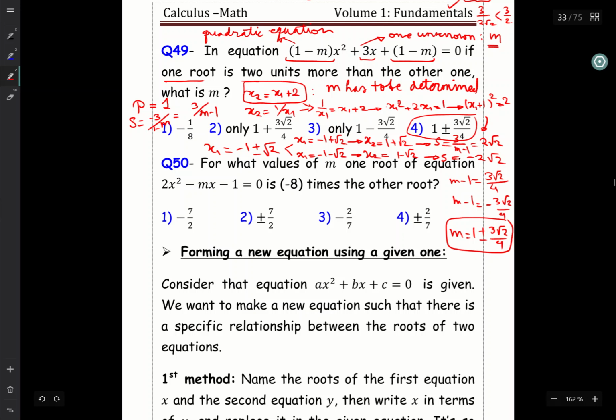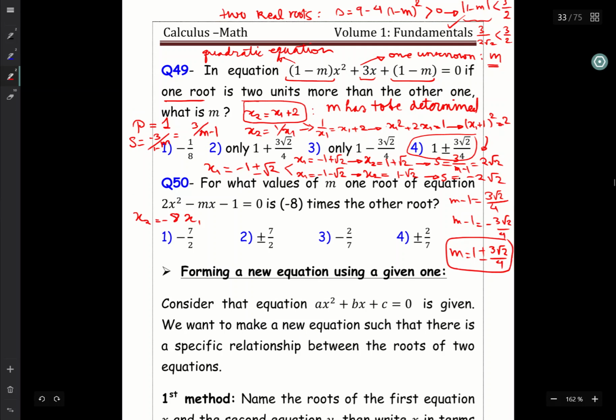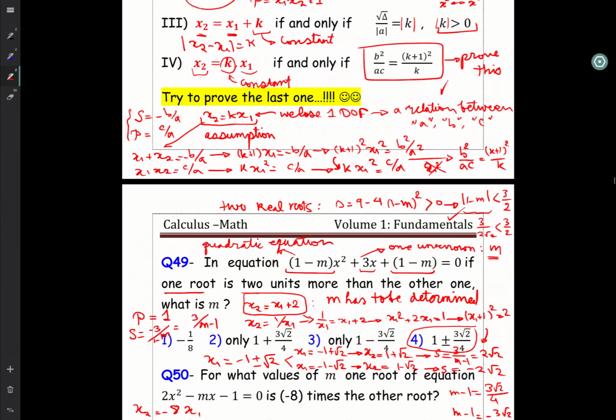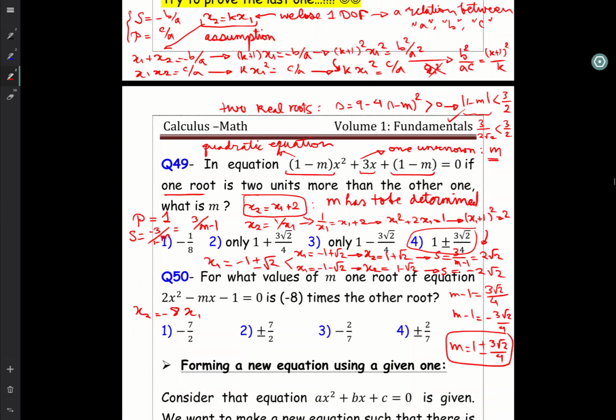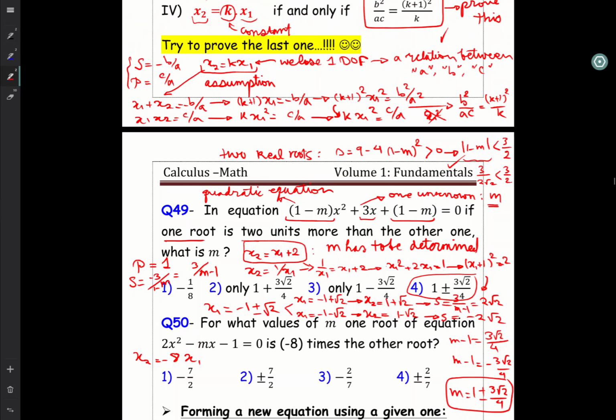Question 50. For what values of m, one root of equation 2x squared minus mx minus 1 equals 0 is minus 8 times the other root. So x2 is minus 8 times x1. And you can see that we end up with the fourth property. One root is k times the other root. And we can solve it. It's easy. I'm just going to substitute. Excuse me.